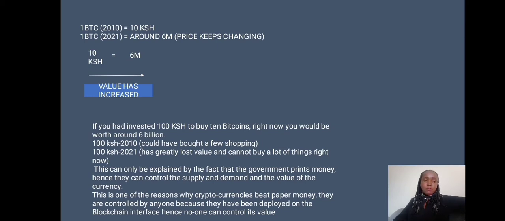This can only be explained by the fact that the government prints money. The paper money is printed by the government. Now, if the government can print money, it means that they can control the supply and demand. And if the government can control the supply and demand, it means that the government is able to control the value of the currency through things such as regulations and taxes. So this is what happened here. The 100 Kenyan shillings paper money has really lost value over time.